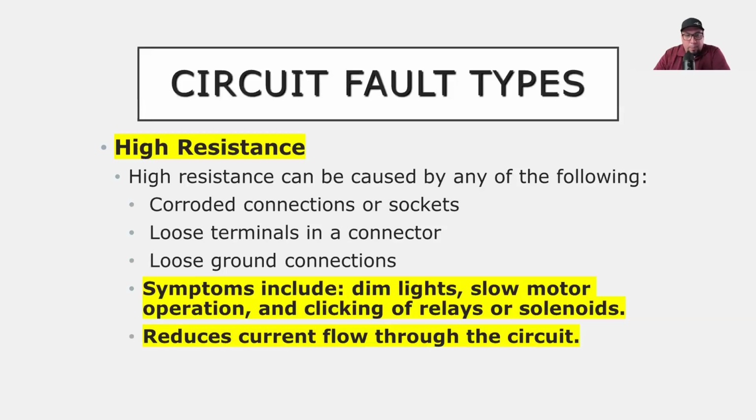Types of faults. Now we have the last one, which is high resistance. So high resistance, again, symptoms: dim lights, slow motor. The circuit works, it just doesn't work well. It doesn't work as designed. It works slow. So the lights could be low. Instead of having bright headlights, you have dim headlights. Instead of your window motor going up really fast, it goes up and down really, really slow. Those are all examples of high resistance.